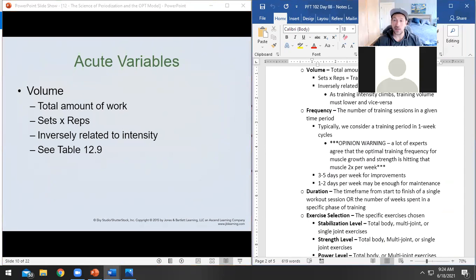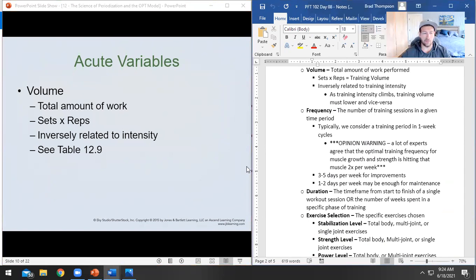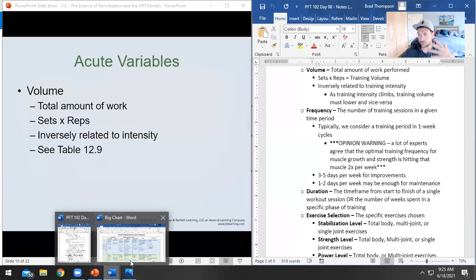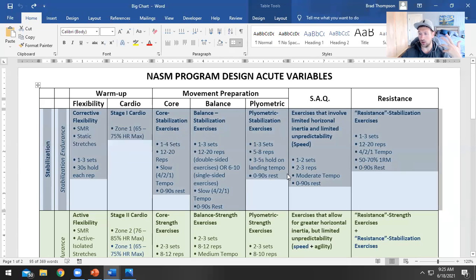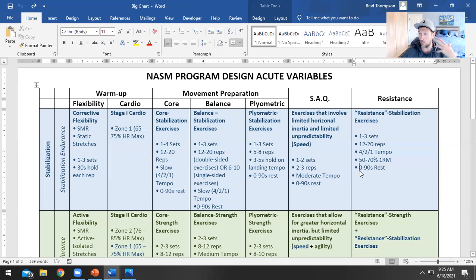So tempo is the speed at which you are lifting. It is the speed of how you are setting up your repetitions. So for stabilization, the whole goal is to learn how to stabilize and hold your joints in a specific range of motion. So our tempo needs to reflect that. We need to actually move at a slow tempo. So let's say I was doing a shoulder press, right? I would lift at what you can see here is listed as a 4-2-1 tempo.